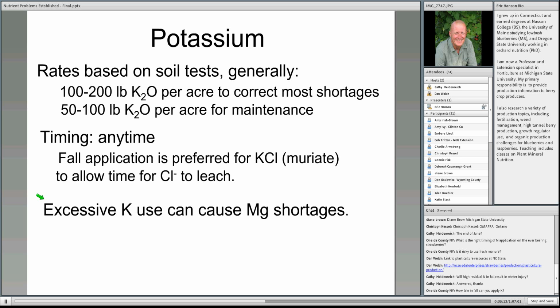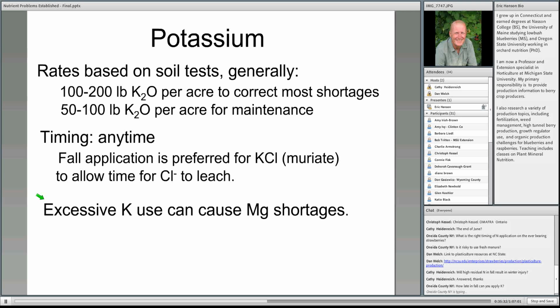There's a question: how late in the fall can you apply potassium? It is going to stay in the root zone over quite a few months, so you could apply it any time in the late fall. That potassium should be available to the plants the following spring. And the fall application would allow time for chloride to leach out of the zone.